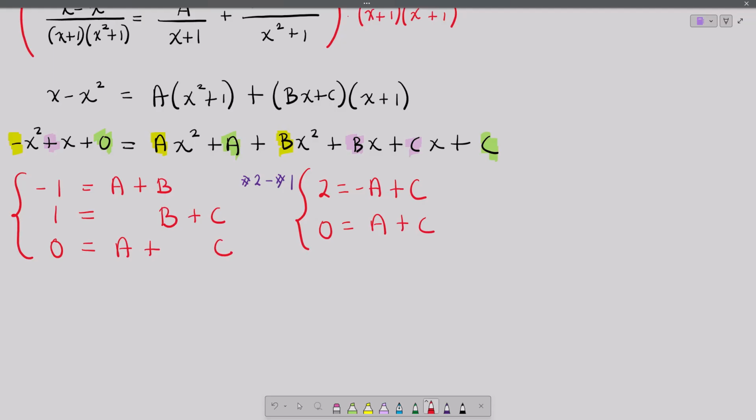Now if we add those equations together, we will eliminate a. So if we add the equations together, 2 plus 0, -a plus a, c plus c. Now we have that c is 1. And once we get c, back substitute into either of these equations. This equation's simpler. Plug in 1 there, subtract it, we see that a is -1.